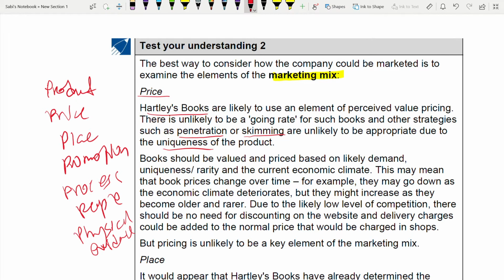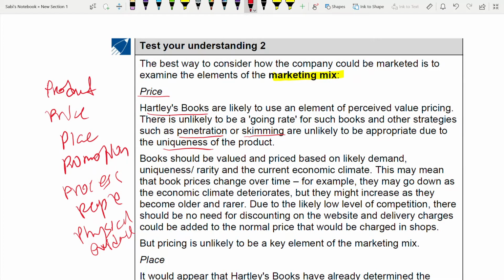So you have to do analysis. How are you going to show analysis skill? Whatever is working, you also have to write. If certain things are not working for this product, Hartley's books, that also you have to write, because you are doing an analysis. Even though we know penetration is unlikely for these books, you have to talk about it because you are doing an analysis here. Skimming also will not work.